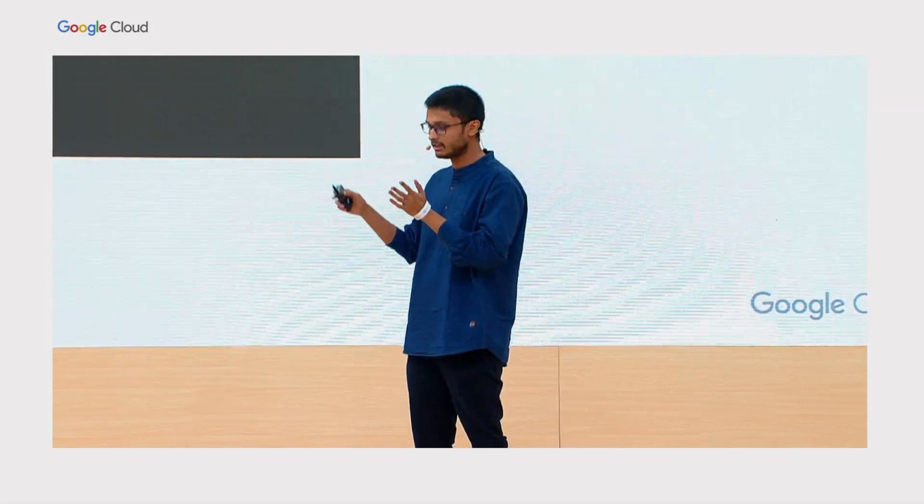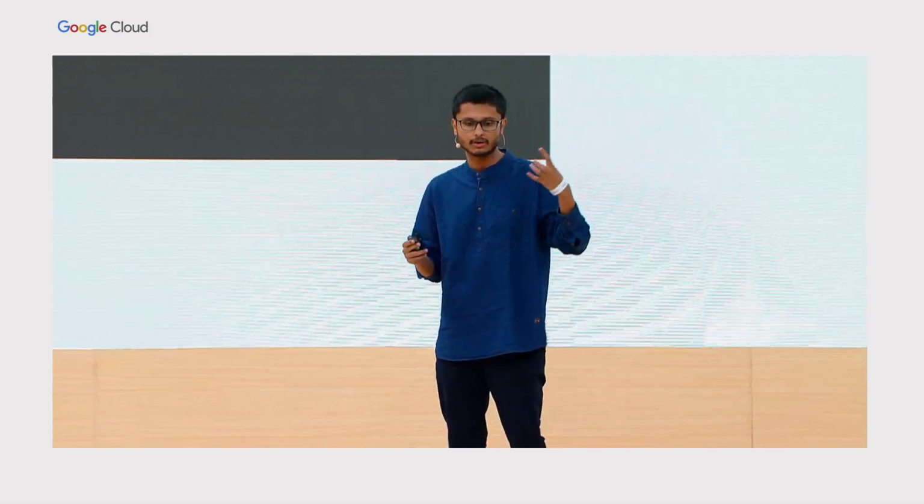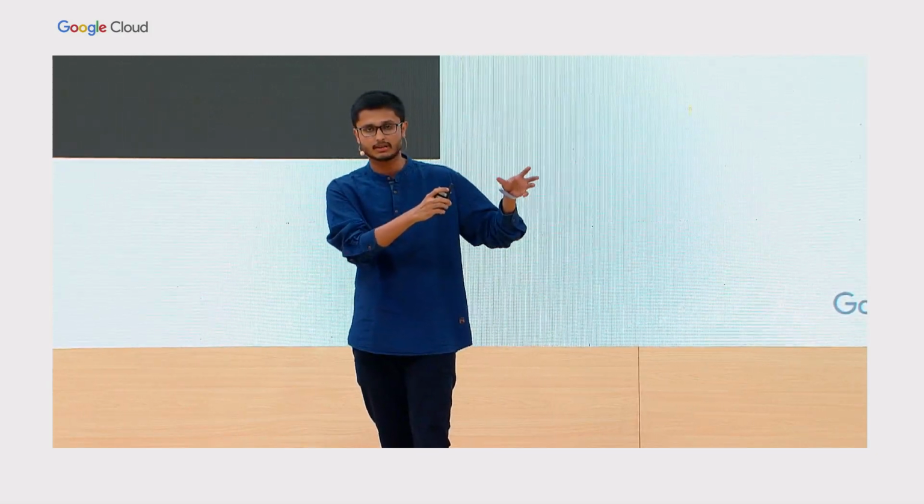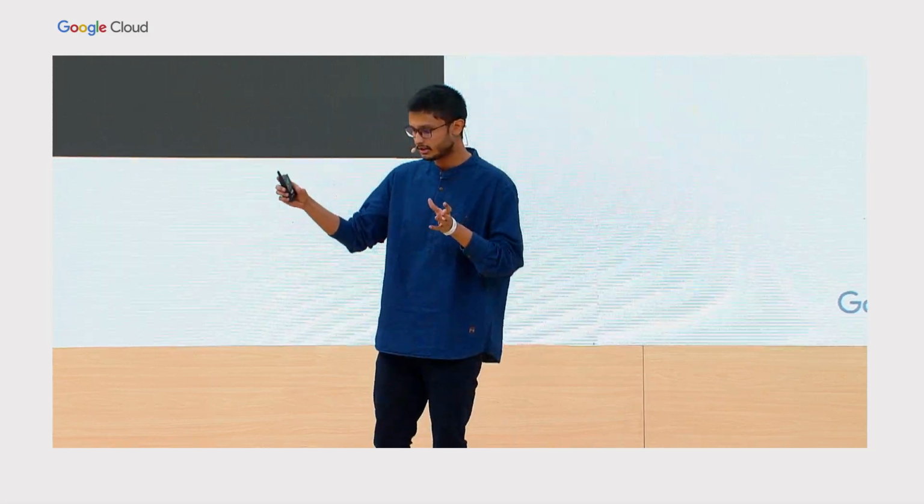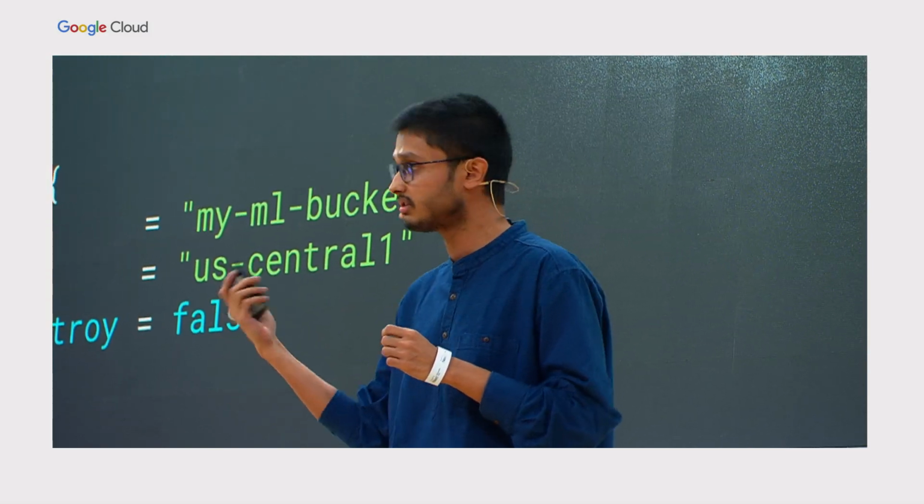And as you can see, it has got a nice sequence. So you start by defining the general GCP-related stuff. Then you get to all the resources that you want to provision. Again, in our case, we have got a notebook instance and also a GCS bucket.